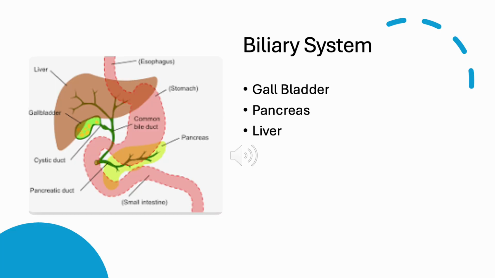The biliary system, otherwise known as the biliary tree, comprises the accessory organs of the GI system. Those organs are the gallbladder, the pancreas, and the liver. These organs secrete enzymes that help us digest food, so they're instrumental in ensuring we have adequate nutrition.